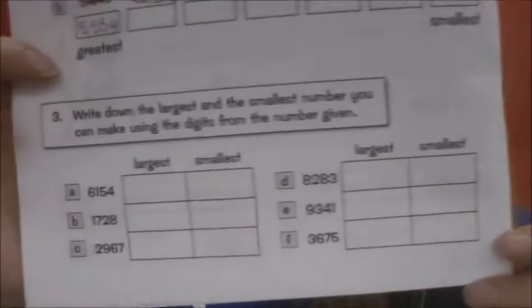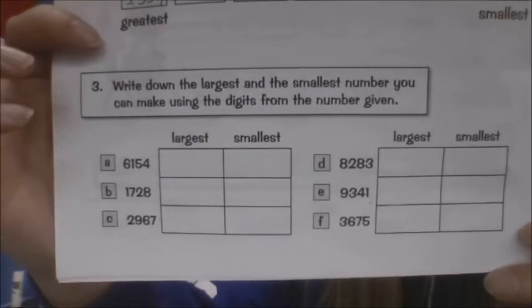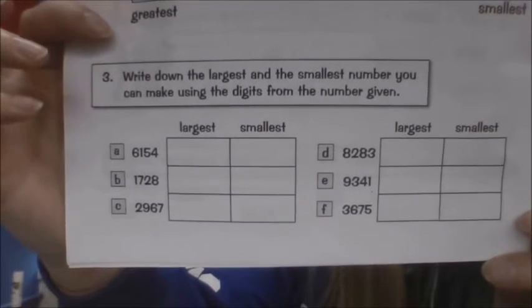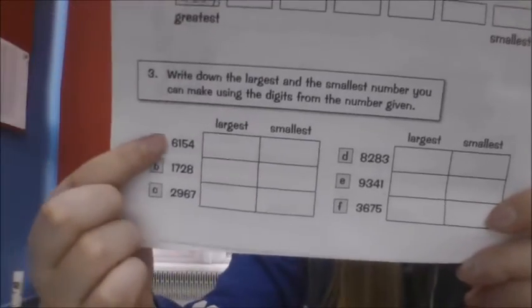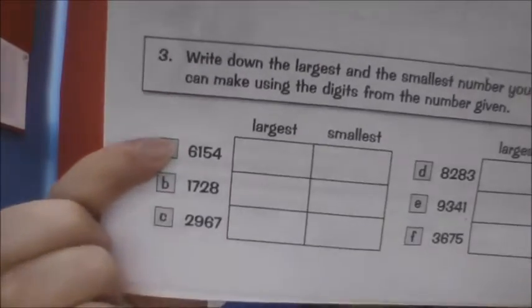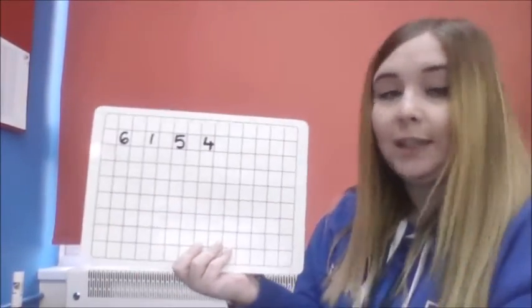Now your final question, question 3, asks you to write down the largest and the smallest number you can make using these digits. Now that means you can only use these 4 numbers. So let's have a little go at that one, question A, all together. So we've got the digits 6, 1, 5, 4. And it's asking you to make the largest number.